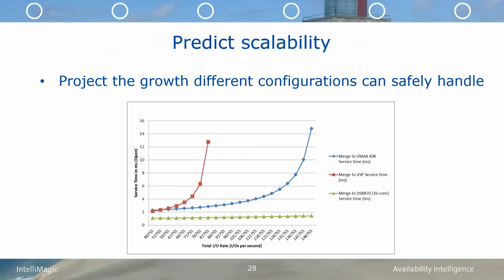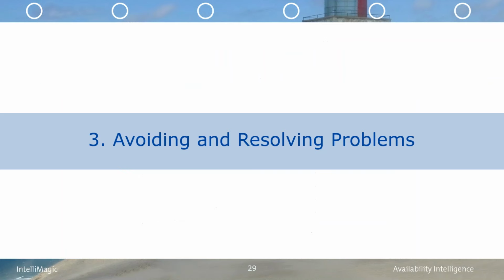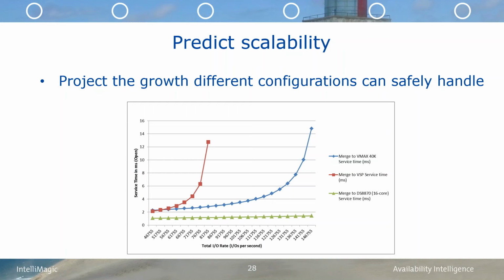Another thing that we can do is look at the predictability, or rather predict scalability. We can look at different merge options, where the x-axis is showing the IOPS and the y-axis is showing the service time. We can see as the workload increases, how that affects my overall service time from the I/O storage system perspective. All right, so just as a backdrop, that's the kind of information.